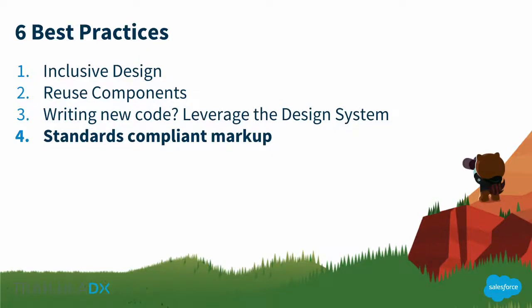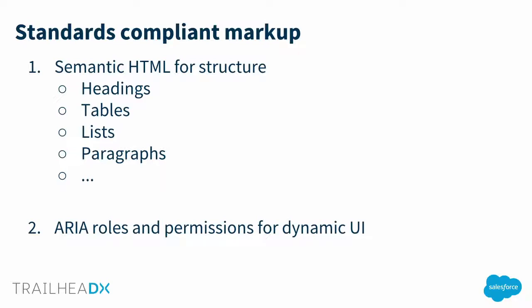OK, so we've practiced inclusive design. We're reusing components. We're using the design system. What else do we need to do? So sometimes there's code that's not even in the design system. So there it's all about standards compliance. And there's two key things to keep in mind here.